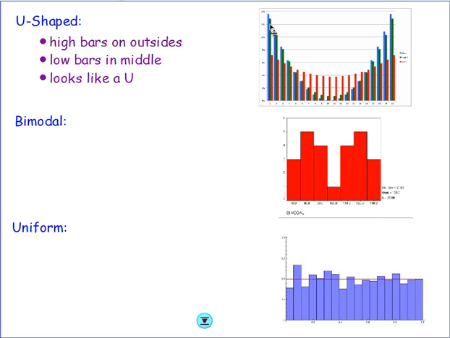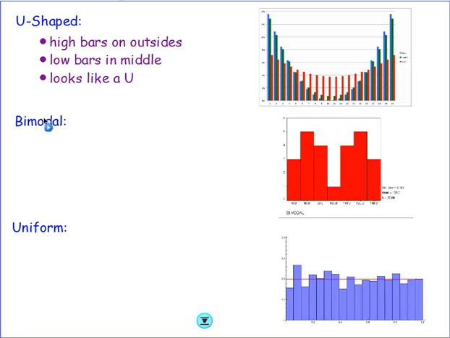If you look at the blue and the green, they're very high on the outside and very low in the middle. If you look at the red, it's still U-shaped, as you can see, but it's not a very deep U. Doesn't matter how deep it is, as long as it's U-shaped. High on the outside, low in the middle. You can draw a U in the middle of the graph.